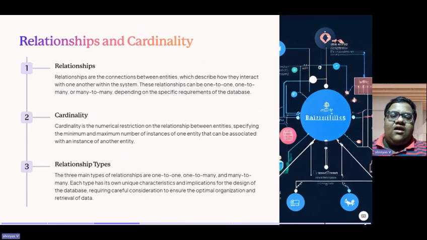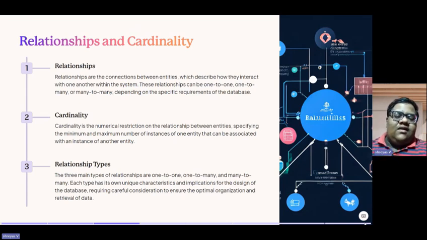Relationship and cardinality. Relationships are the connections between entities which describe how they interact with one another within the system. These relationships can be one to one, one to many, or many to many, depending on the specific requirements of the database. Cardinality is the numerical restriction on the relationship between entities, specifying the minimum and maximum number of instances of one entity that can be associated with an instance of another entity.